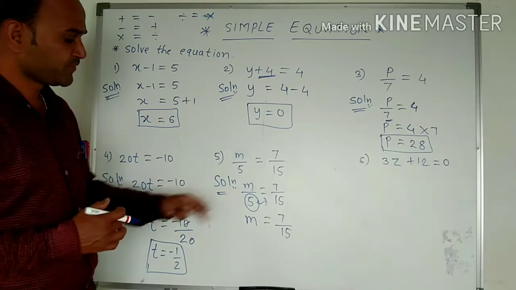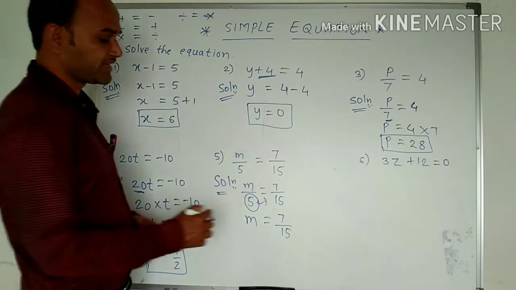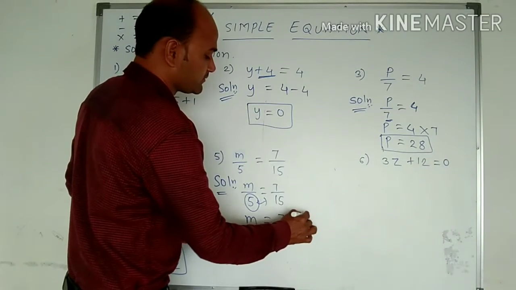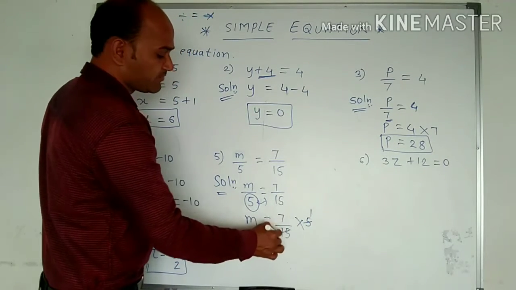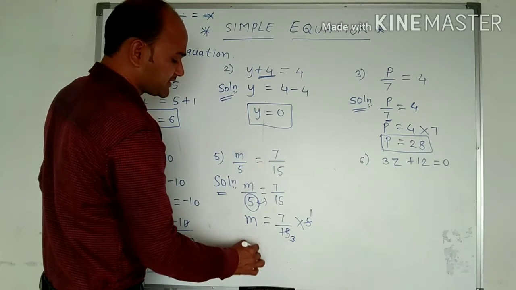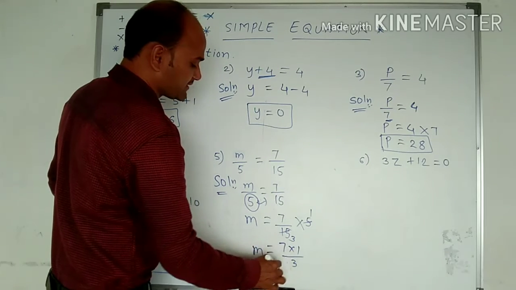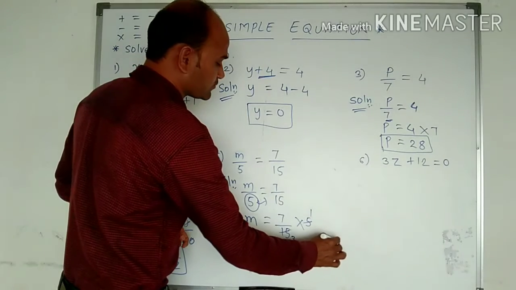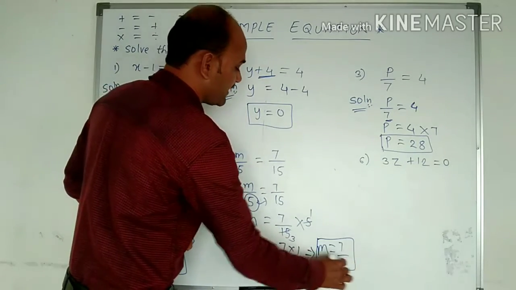If you are transferring that 5 here, it is in division, so it comes in multiplication. Let me see, 5 1s are 5, 5 3s are 15. So what remains, m is equal to 7 into 1 divided by 3. It means m is equal to 7 divided by 3.